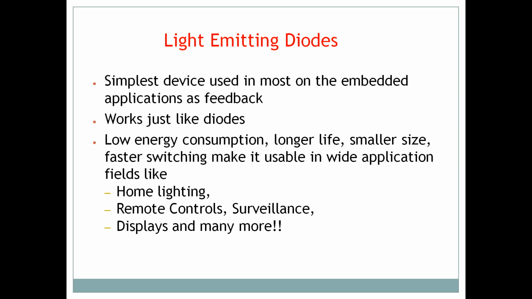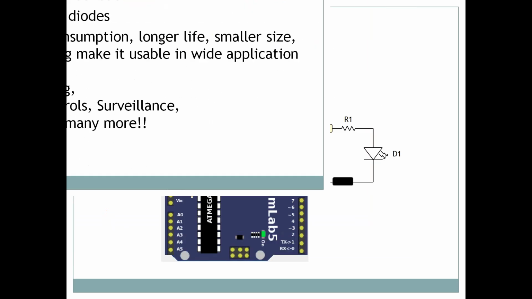LED is the simplest device used in most embedded applications as a feedback or blinking purpose. It works just like a diode. It works exactly the same as a diode. So: low energy consumption, longer life, small size, faster switching. It is usable in wide applications, and there are also some advantages of using this LED. It is mostly used in home lighting, remote controls, surveillance, security, displays, and many more.